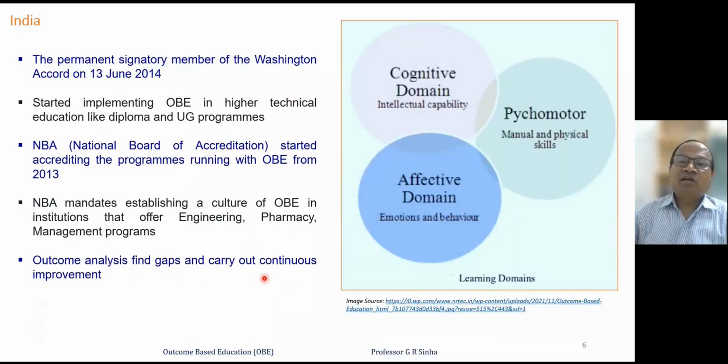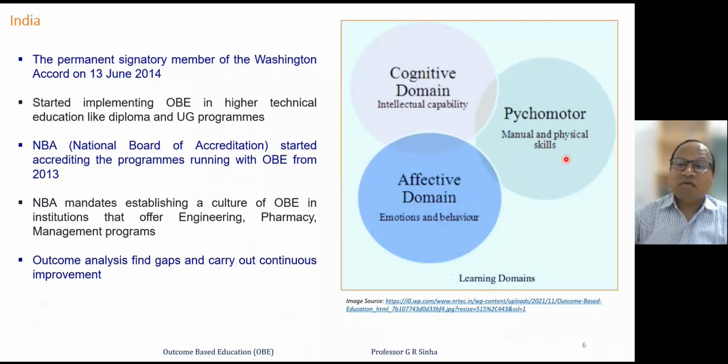So this is another picture in terms of learning outcomes. There are a number of learning domains: cognitive domain, affective, and psychomotor. When we talk about student learning outcome, cognitive domain means intellectual capabilities, how much intellect has been acquired by the student, right? In terms of thinking, learning, critical thinking, applying his knowledge into solving some real-time problem. Similarly, affective domain, emotion, behavior, includes all those abilities with which they can handle any kind of unforeseen situation when they join the workforce.